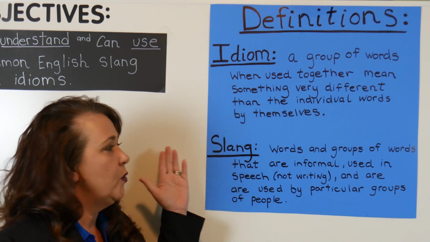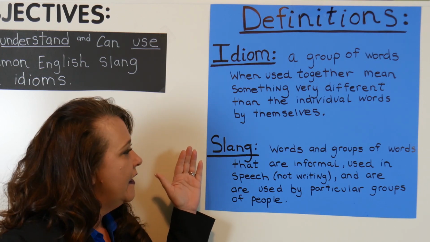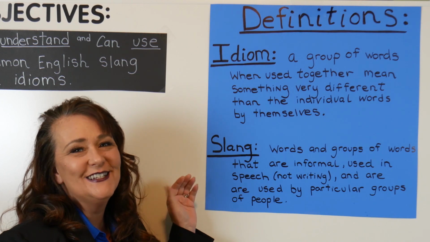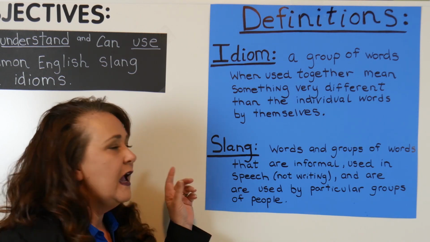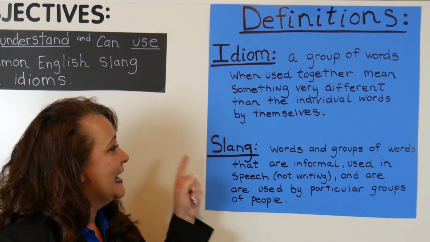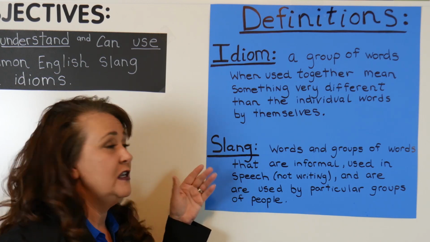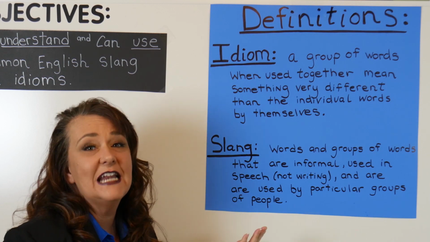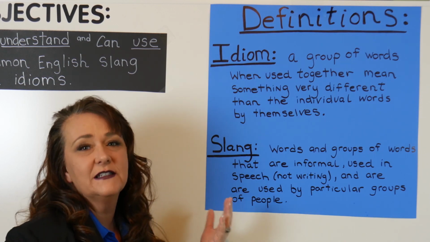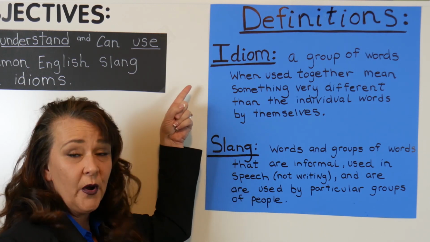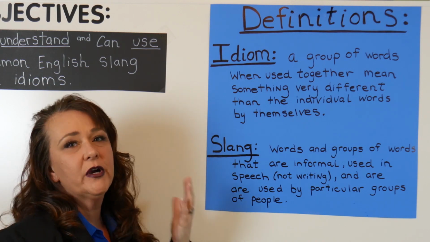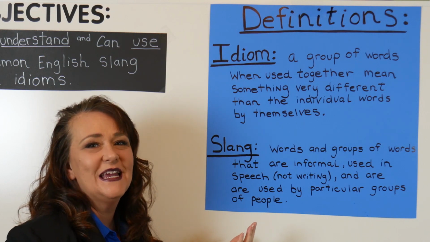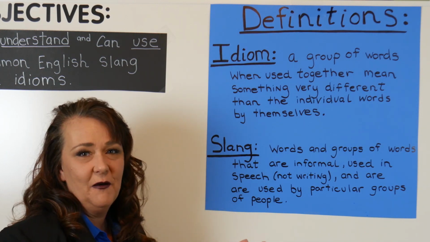Slang is also words or a group of words that are informal, and they're used only when we speak, not when we write. The difference between slang and idioms is slang is often used with a particular group of people, like teenagers, for example, use slang, as opposed to idioms, which are more commonly known and used by all groups of people who speak English as their first language.